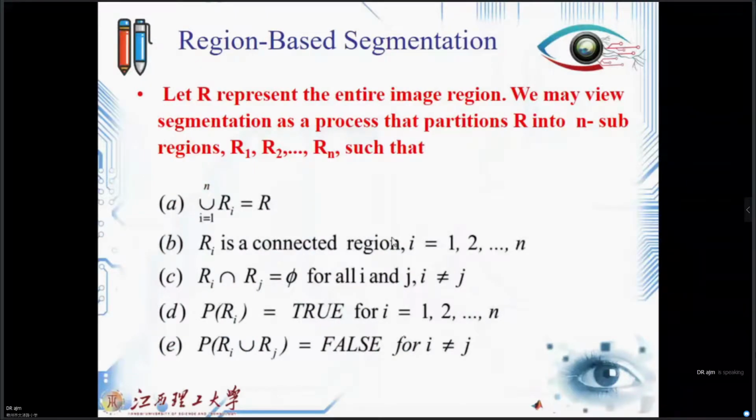Let us see what region-based segmentation is. If we take R as representing the entire region of the image that we have, we may view segmentation as the process that partitions R into N regions. Segmentation is something like cutting. Then we can have the relation from R1 to Rn, from the mathematical point of view. These conditions A to E are the relations we may have. Let us analyze what these conditions describe.